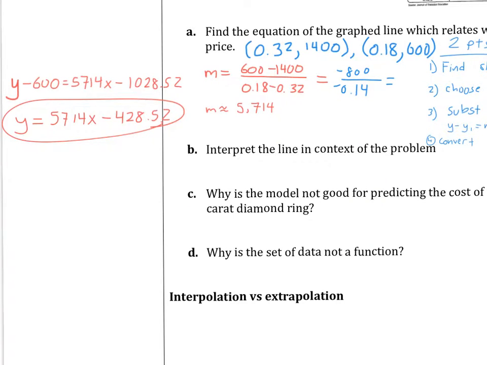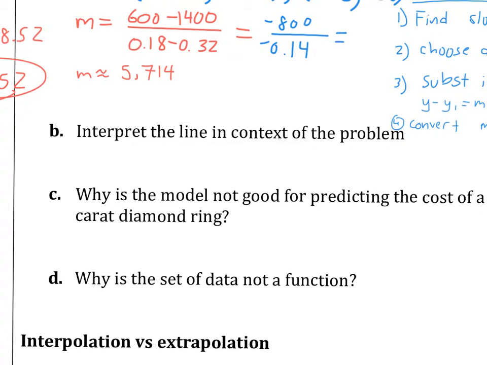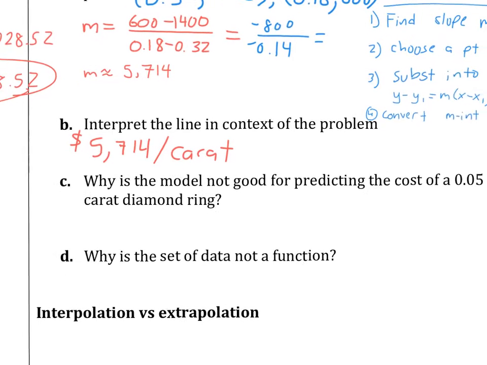So please take a moment with your partner. What do the numbers mean there in the context of this problem? Go. So if we were to interpret this line, we would say that it costs $5,714 per carat. Very few rings are a full carat. Most rings, especially wedding rings, are going to be fairly small.